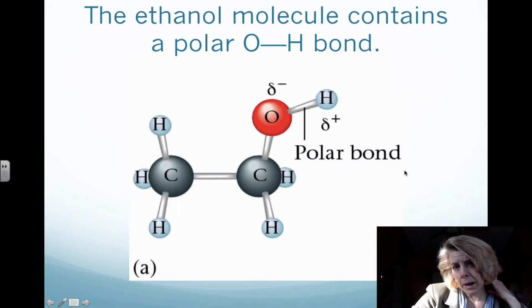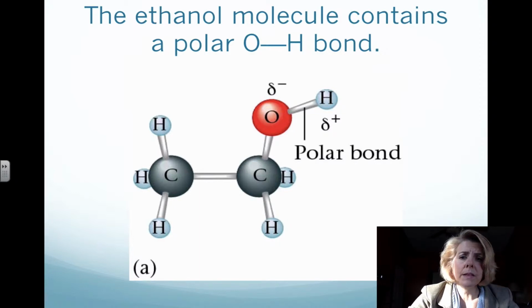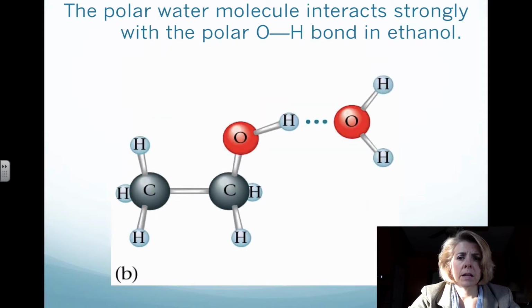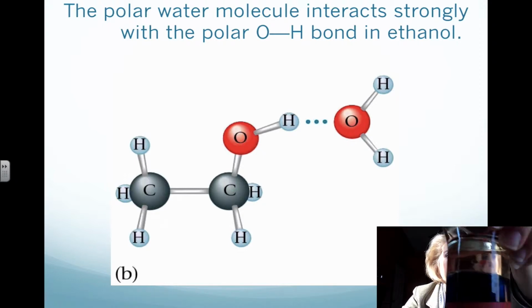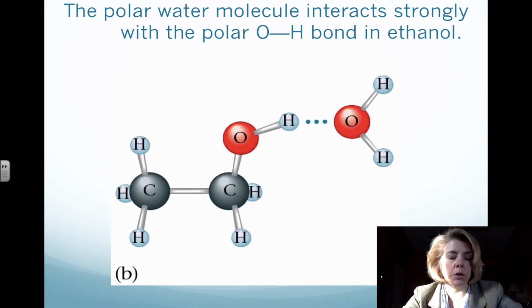Here we have a molecule that contains a polar bond, so ethanol. Notice that ethanol is soluble in water. So if I took alcohol and I poured some of it into the water, it wouldn't form two layers like the oil and the water mixture. It would be essentially one phase, and that's what happens with ethanol and water.